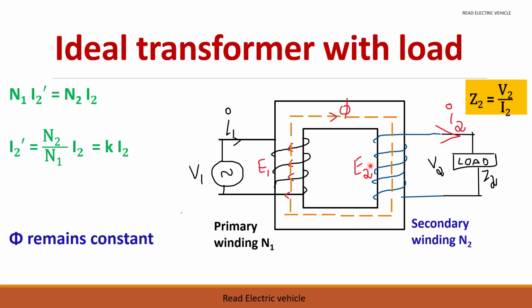You have to remember one thing: the total flux in the circuit always remains the same irrespective of whatever load is applied at the secondary. So if the load changes, correspondingly the primary will respond and change its current so that the total flux always remains constant in the circuit.